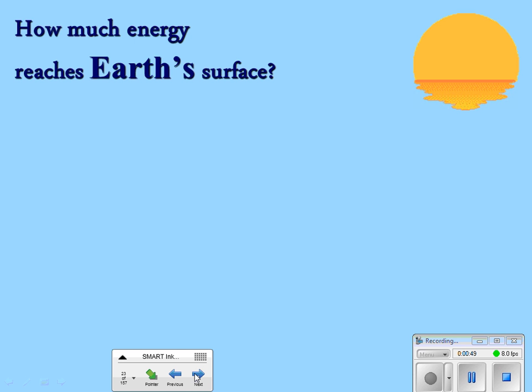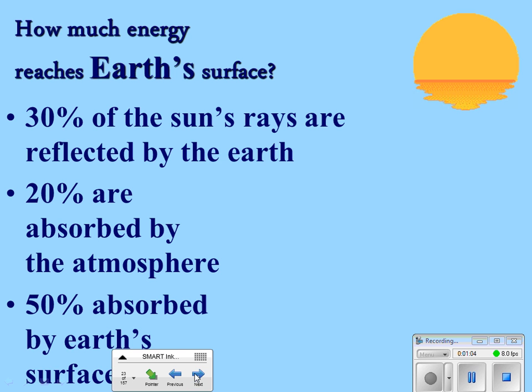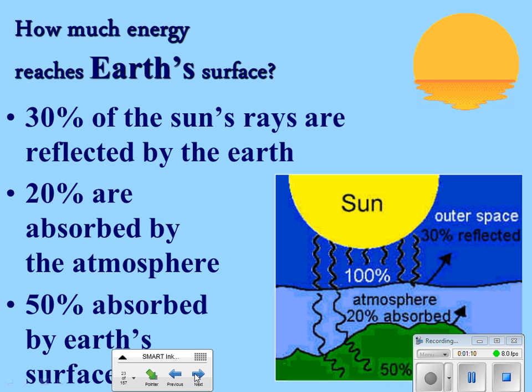How much energy reaches Earth's surface? Anybody want to take a guess? It's a percentage. Hopefully you can guess that at least it's not going to be 100%. We don't get all the energy from the sun. We get 30% of the sun's rays reflected by the Earth, 20% are absorbed by the atmosphere, and then 50% is absorbed by Earth's surface.